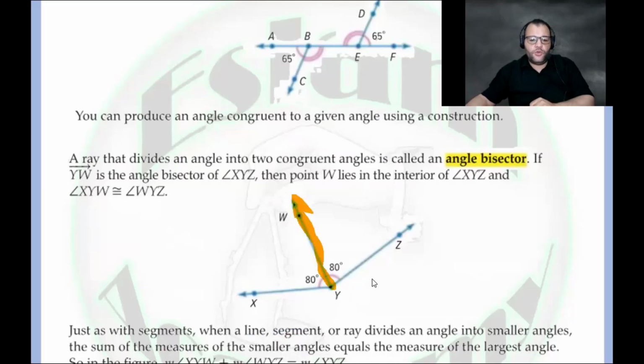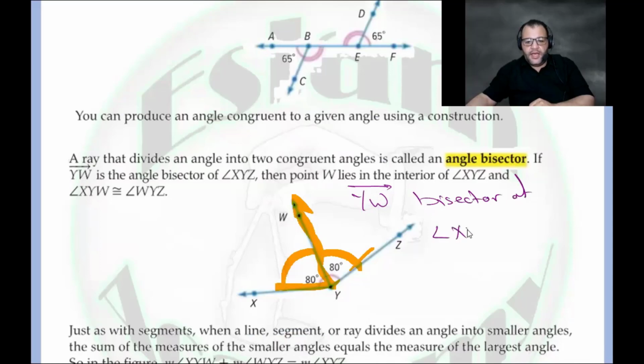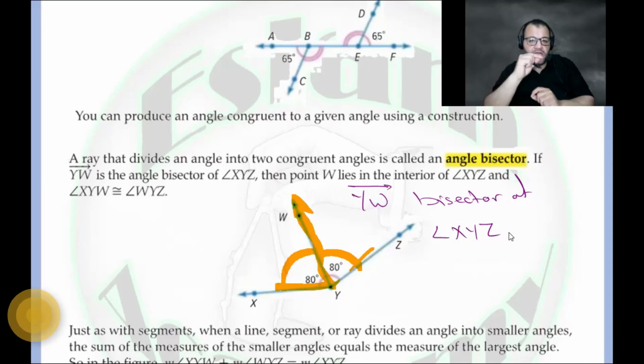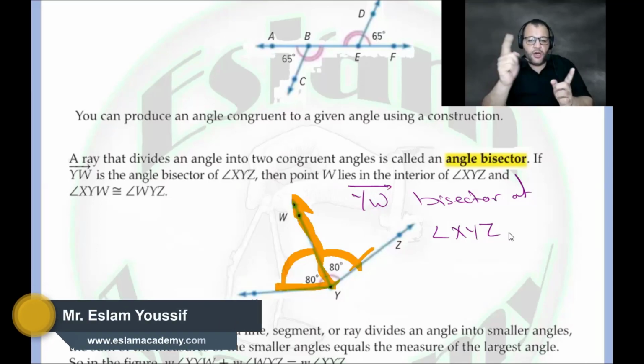Now you draw YW and divide the angle into two equal parts. The first part is 80 and the second part is 80. It means YW will be the bisector of angle XYZ, because it divides XYZ into two equal parts. You understand the meaning of the bisector? The ray which must be drawn from the vertex of the angle, the starting point, and bisect the angle or divide the angle into two equal parts.